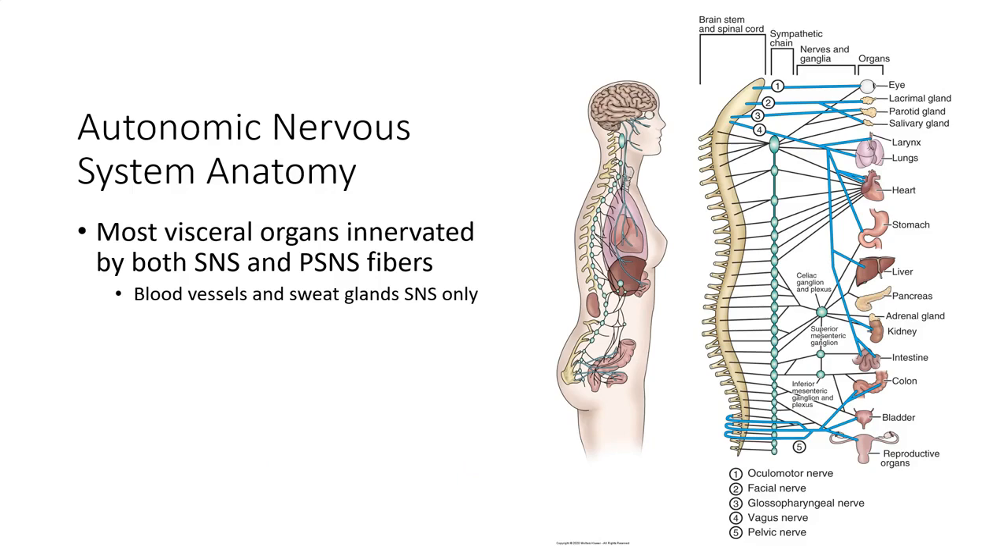Most of our visceral organs are innervated by both sympathetic and parasympathetic nerve fibers. You can see a figure here of many of the different organs that are innervated by the systems. One exception is that the blood vessels and our sweat glands are innervated by sympathetic nerve fibers only.